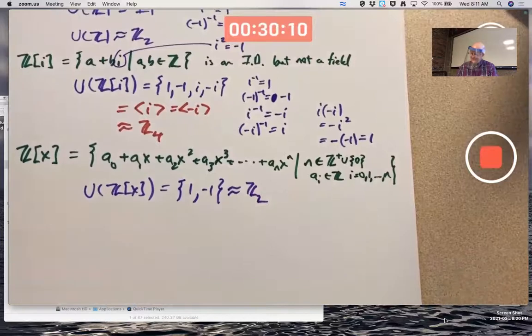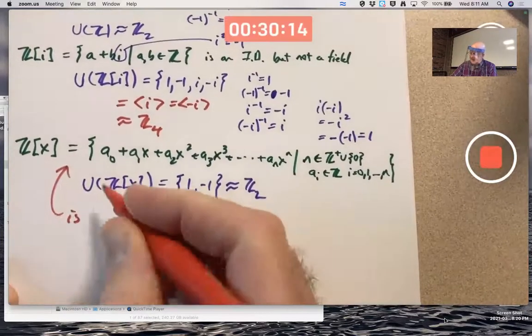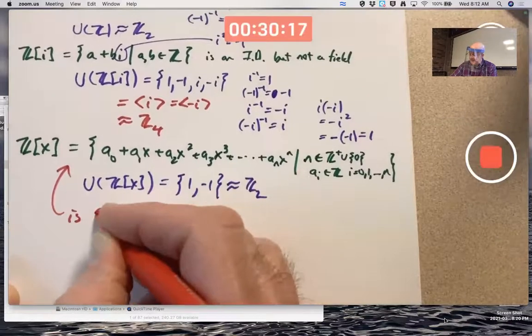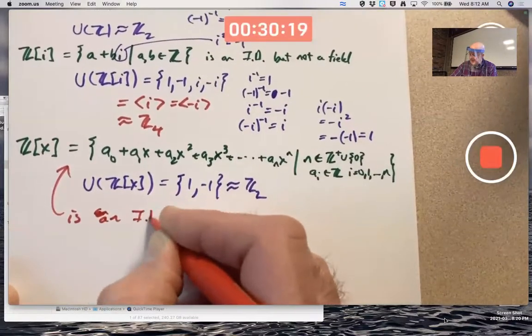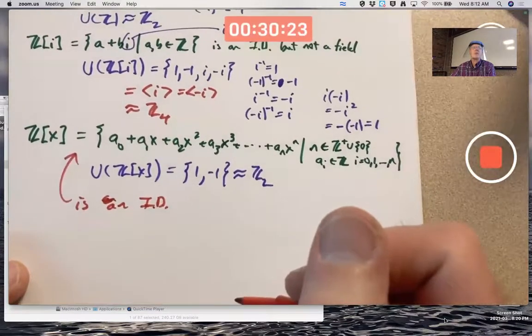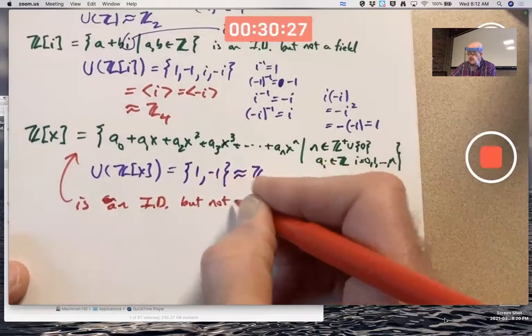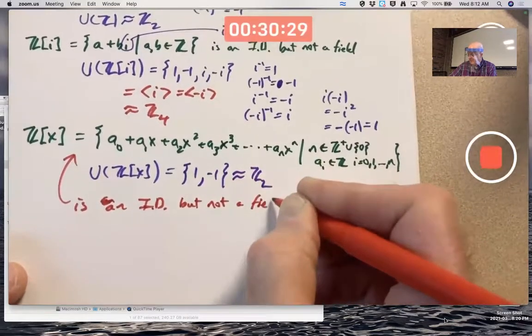This turns out to be an integral domain. Turns out there are no zero divisors, but it's also not a field. The only units are plus or minus 1.